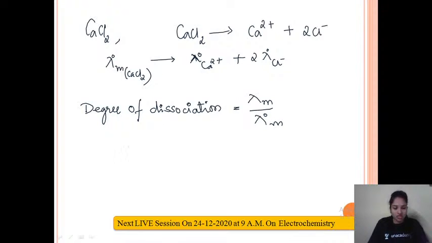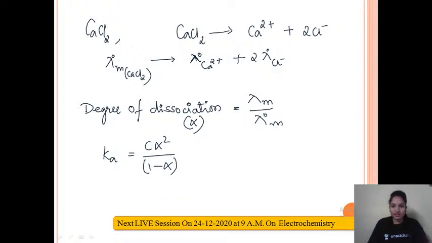And also there is a constant. This degree of dissociation is represented by alpha. So the dissociation constant Ka is equal to concentration times alpha square upon 1 minus alpha. The formula is C alpha square upon 1 minus alpha.